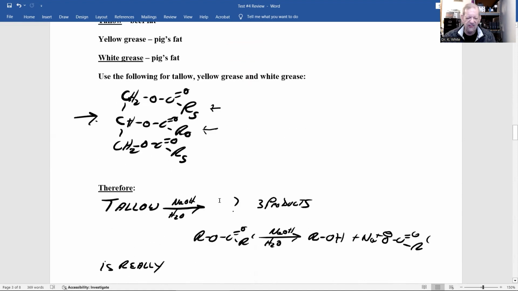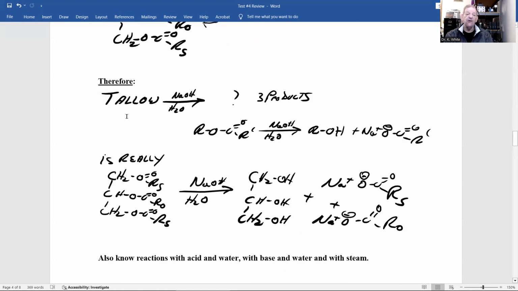But if I ask the following reaction, say, give the organic product or products for the reaction of tallow with sodium hydroxide and water, and I also tell you get 3 different products, what do you do? Well, tallow, you should use this designation, and you should know that. It's a triglyceride where 2 of the R groups are R sub S and 1 is R sub O. And you should know it's a triglyceride.